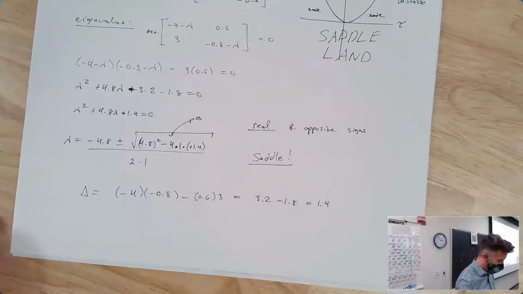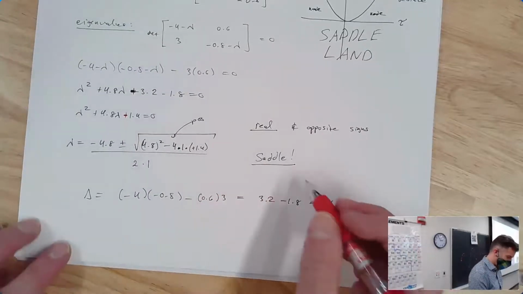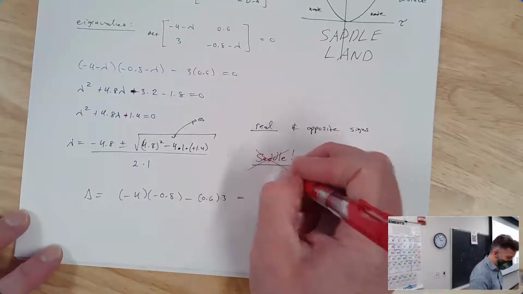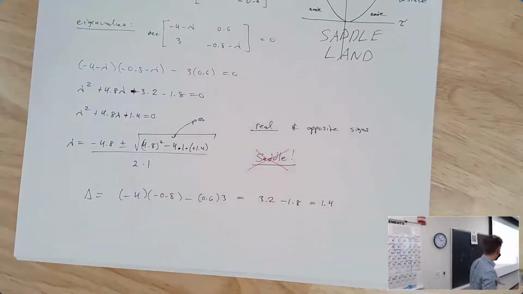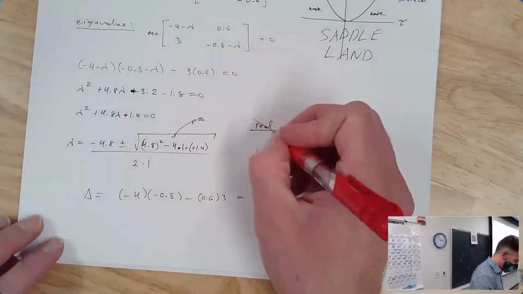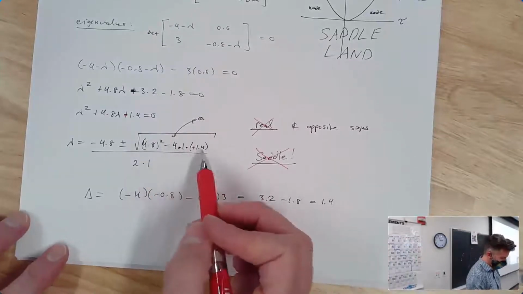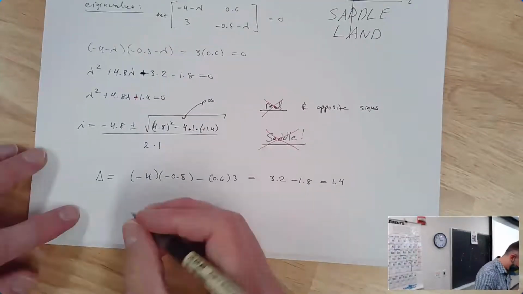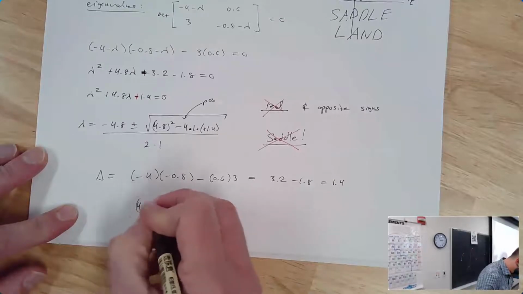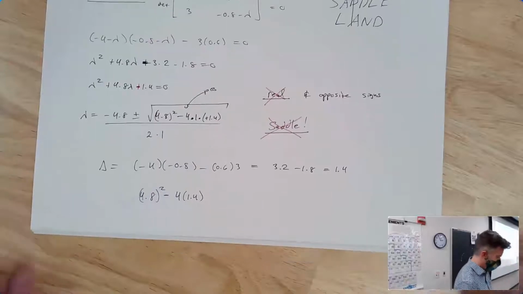Well, great. So, all right. So it's not a saddle actually. Well, actually, that's not too terrible. We know it's not a saddle. So now we're in the situation where we don't actually know it's real. It could be real. We have to determine, okay, what do you guys think? Is 4.8 squared minus 4 times 1.4 positive or negative?